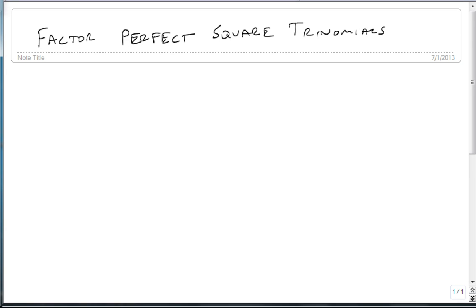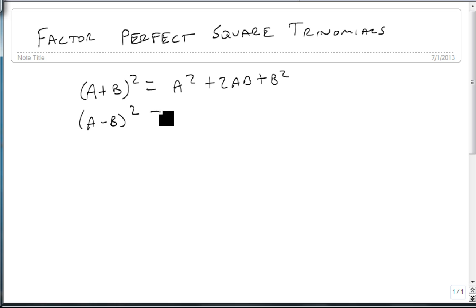We are now going to factor perfect square trinomials. And the key here is to remember that (a + b) squared becomes a squared plus 2ab plus b squared, and (a − b) squared becomes a squared minus 2ab plus b squared.